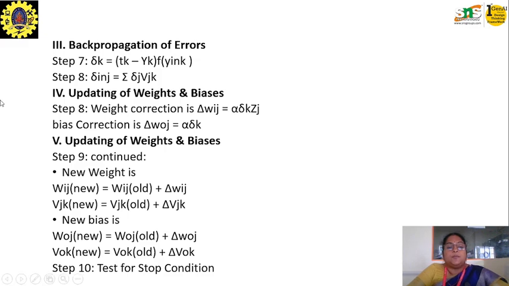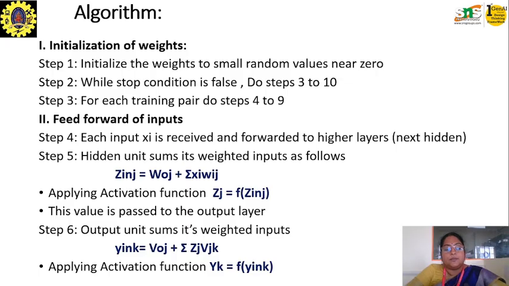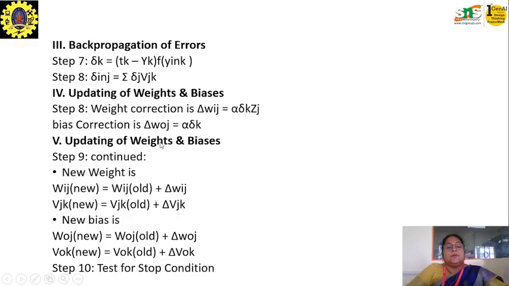To find the back propagation error, the formula we have is del k equal to the targeted output minus the predicted, the actual output, into the function of y_ink. The function of y_ink is the activation function, which is the output of the second hidden layer. So if there is any error, it will be nullified by using this formula.